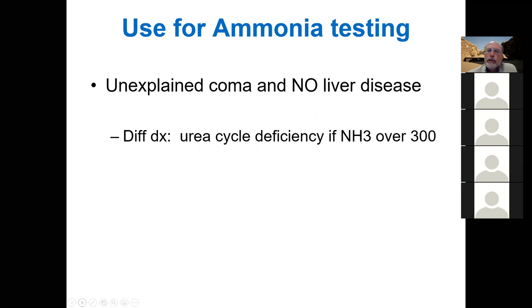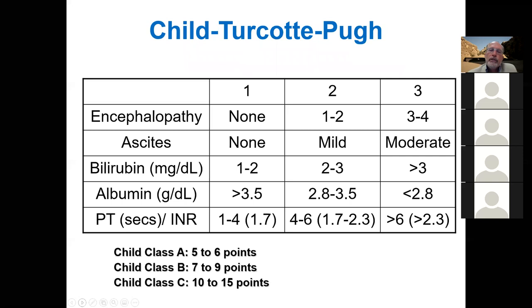The only other place I consider ammonia testing is in the acute hepatic failure patient, and it's prognostic if the ammonia, drawn from a very well-handled venous specimen or arterial specimen preferred, is over 100. It helps with acute liver failure prognosis. Every patient in the hospital who's got cirrhosis every day should have a CTP score, Child-Turcotte-Pugh score, in the chart, and also a MELD sodium in the chart.